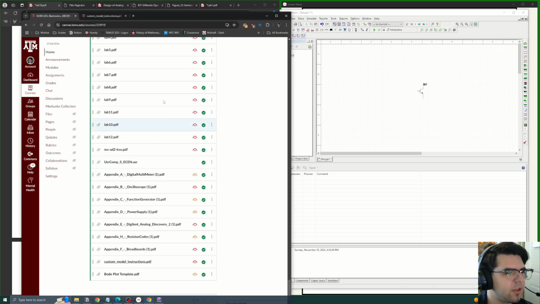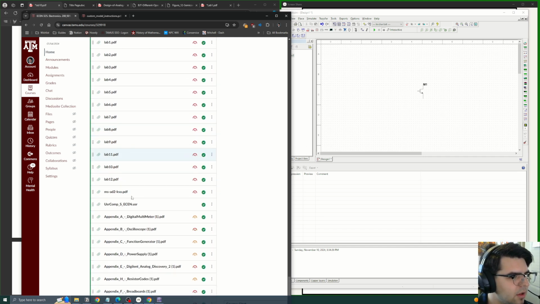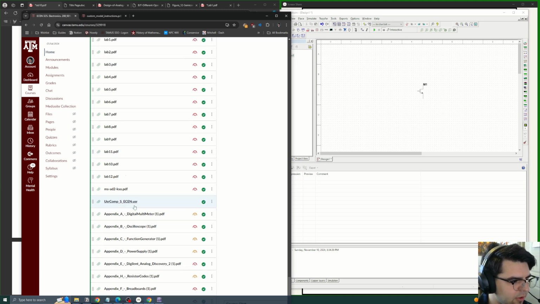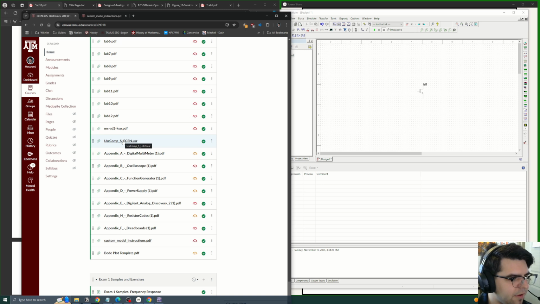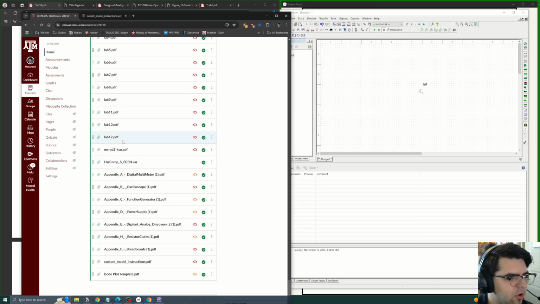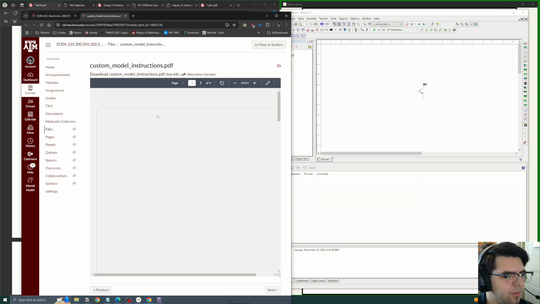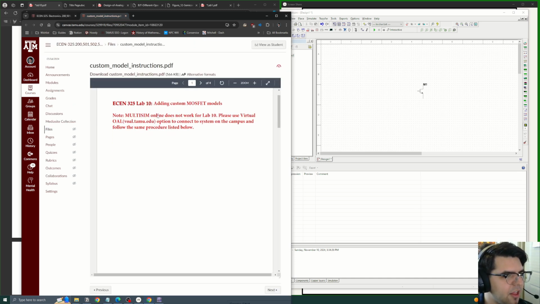If you go onto Canvas, at the very bottom with the modules, you should be able to find the user comp underscore s underscore ecen.usr. You're going to want to download this file, and then you're also going to want to pull up the custom model instructions PDF. When you pull up this PDF, it goes through exactly the step-by-step process of how to install this file.